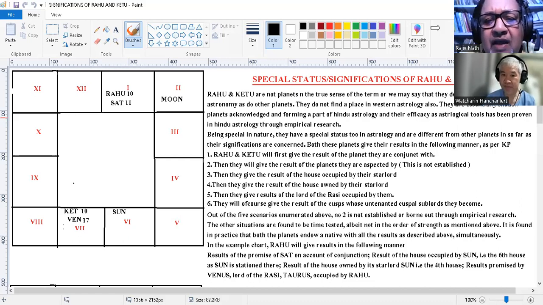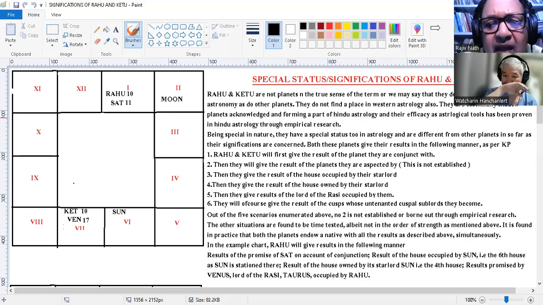Then number 3, they will give the result of the house occupied by their star lord. This is as per any other planet. Then number 4, they give the result of the house owned by their star lord, like any other planet. Then they give the result of the lord of the Rashi occupied by them. This is again important. Like we said, Rahu sitting, say, in Aquarius, becomes a ruling planet, and Rahu will also give the result of its Rashi lord. That means it will give the result of Saturn also.